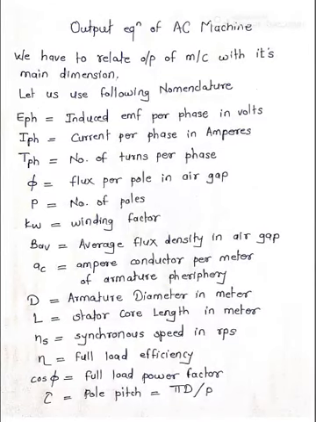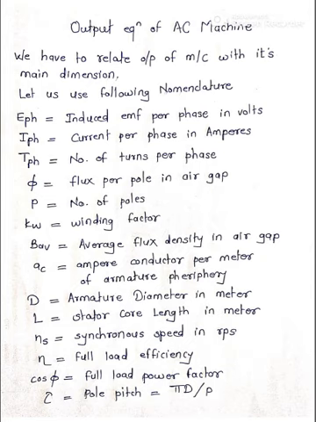Hello students, today we will see the output equation of AC machine. The output equation of AC machine means we have to relate the output of the machine with its main dimensions. So let us use the following nomenclature.